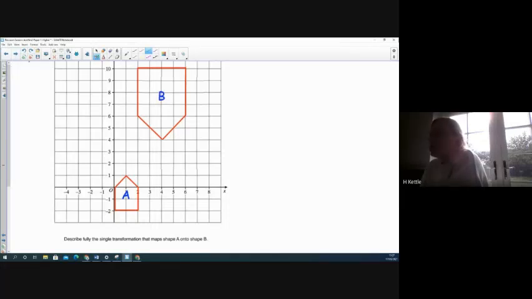Describe fully a single transformation. So I just want to show you this one. This is a negative enlargement. So it's still an enlargement, still bigger. Describe fully the single transformation. So shape A has been enlarged. And that's still going to get us a mark. It's bigger. It's not been rotated as well.